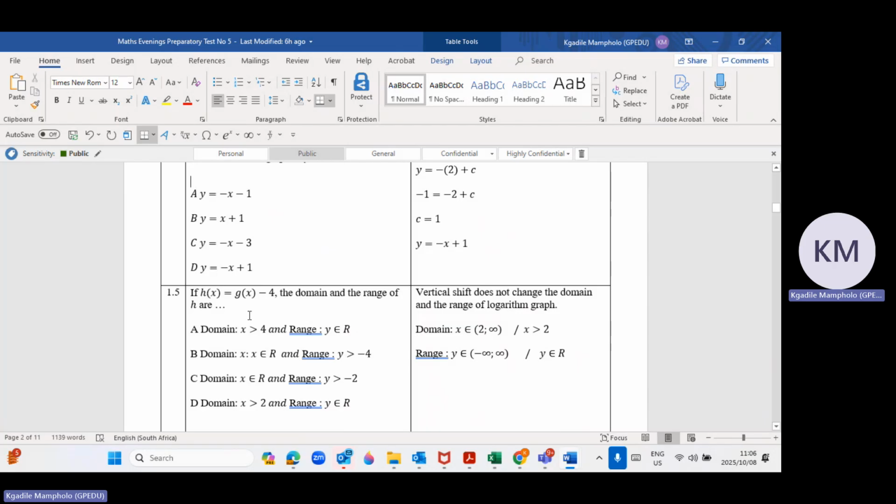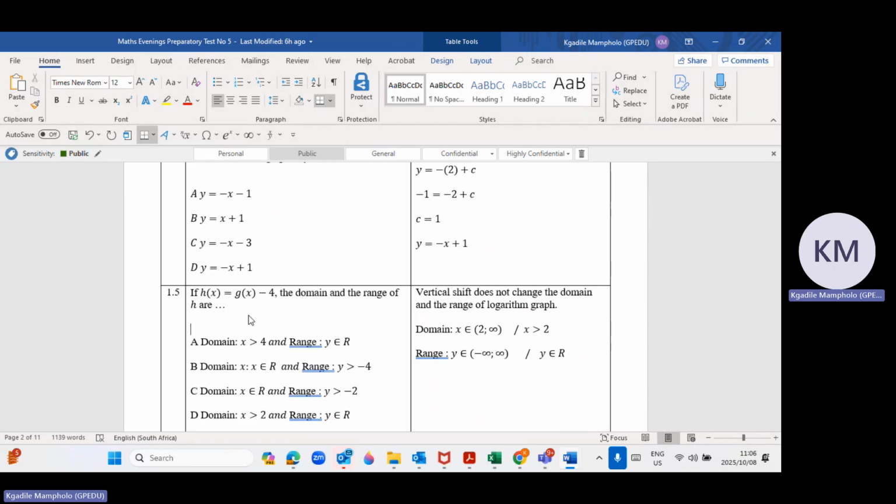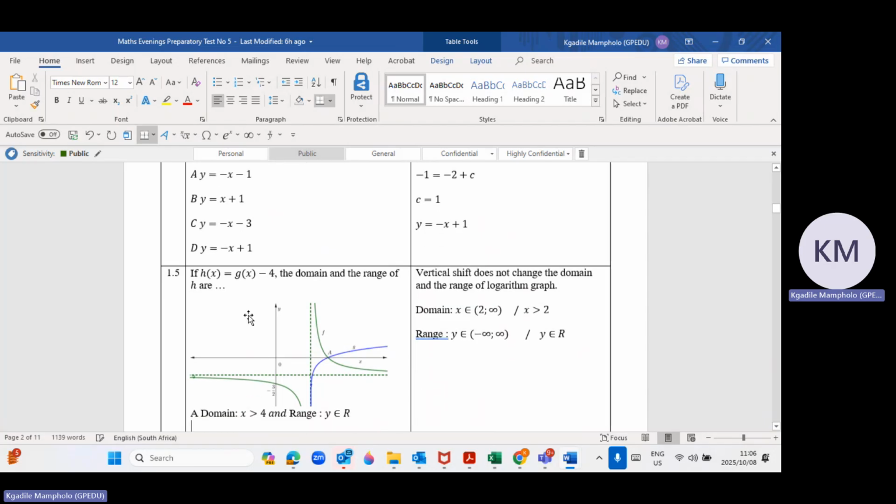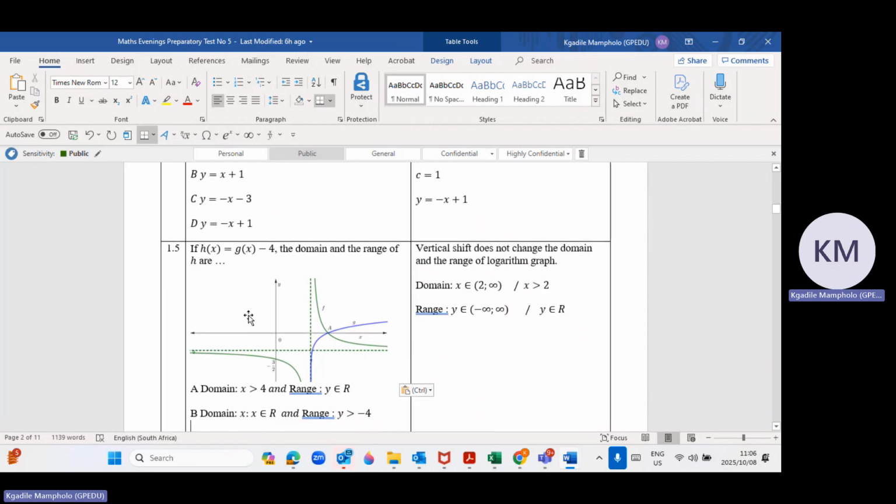Okay. Let's paste it here so that we see every question. Now, if h of x equals g of x minus 4, determine the domain and the range. First, we know that when you determine the domain of a log graph, your critical value will be the asymptote. The vertical asymptote. Remember, a log graph has only the vertical asymptote, not the horizontal.